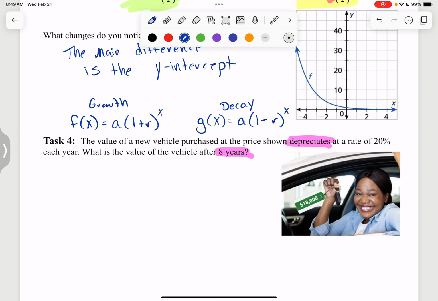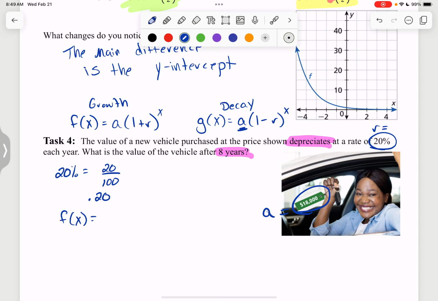Okay, and a again is your initial amount. So here it says my initial amount is 18,000. So that's my a. My a is 18,000. Here's my r. My rate is 20%, which is 20 per 100, which is 0.20 as a decimal. So my equation becomes: starting amount of 18,000, times 1 minus 0.2 to the x, since it's a decay and it's losing value.